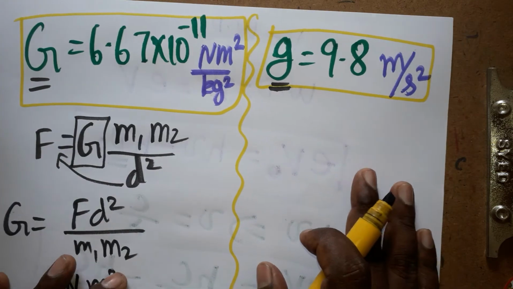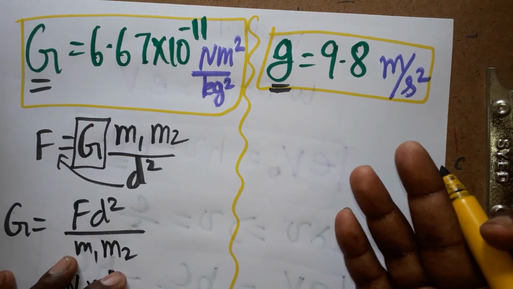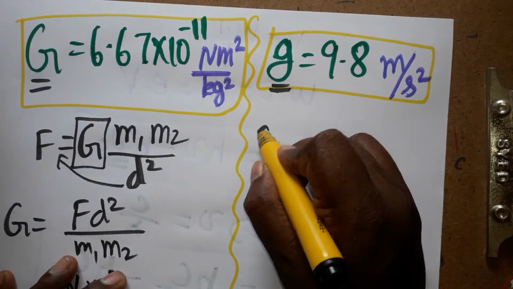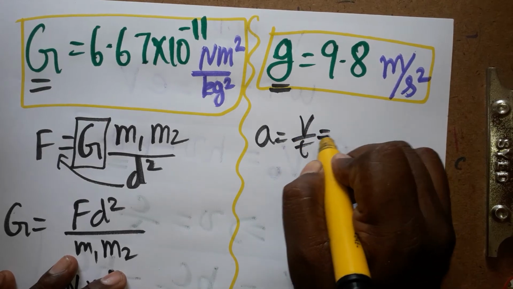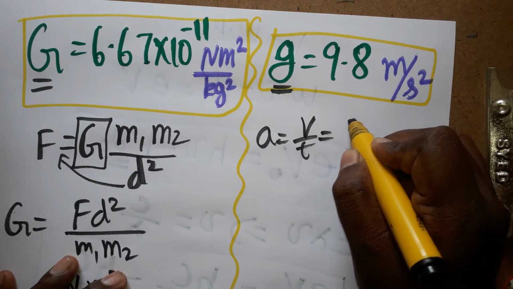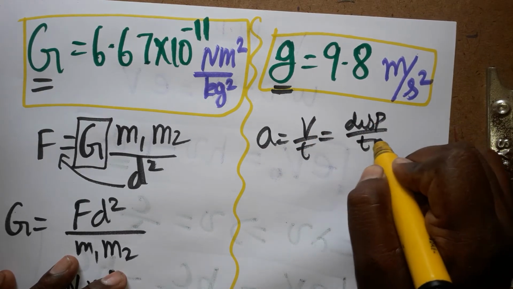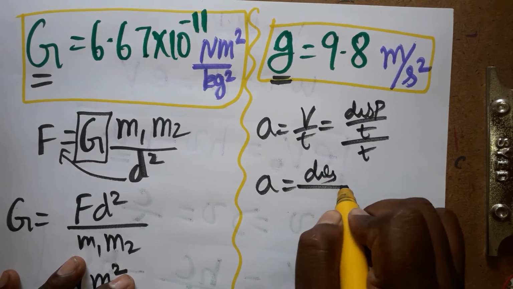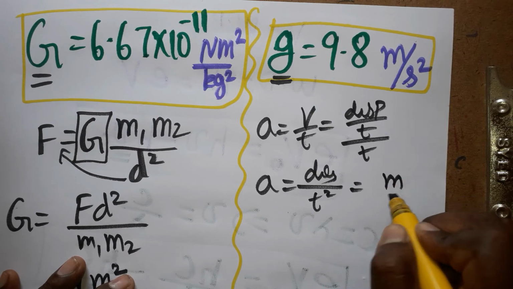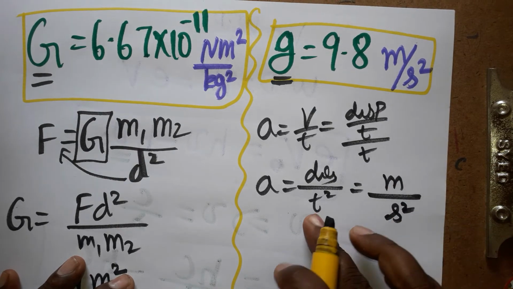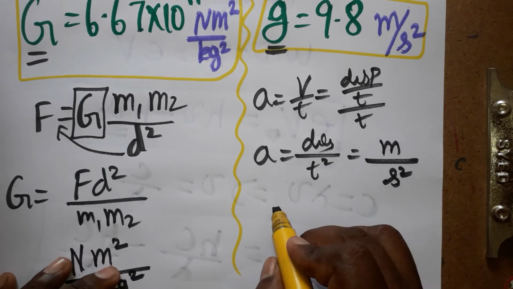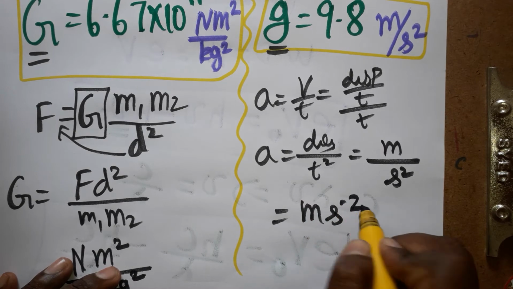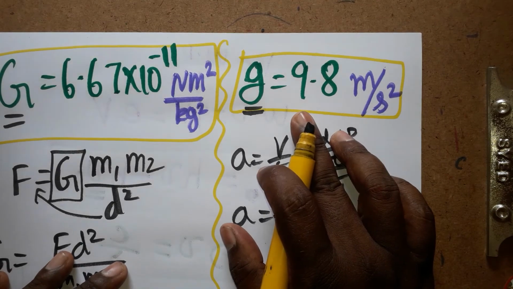For small g, we take it as acceleration due to gravity. Acceleration is equal to velocity by time, and velocity is displacement by time. First we are doing the unit: a is equal to displacement by time square. Displacement is meter, and time is second, so time square is second square. So it is meter second minus 2. The unit of small g is meter second minus 2.